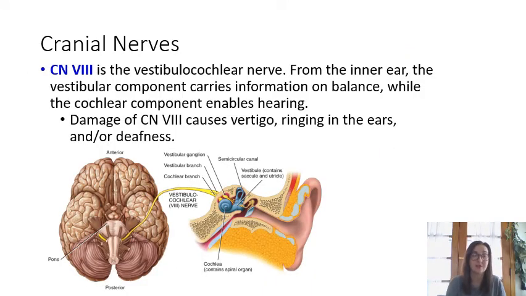Cranial nerve 8 is your vestibulocochlear nerve. The vestibulocochlear nerve is a sensory nerve for your sense of hearing and your sense of balance, so two senses that are controlled in the inner ear. Cranial nerve 8 runs into the inner ear to control your sense of hearing and your sense of balance.